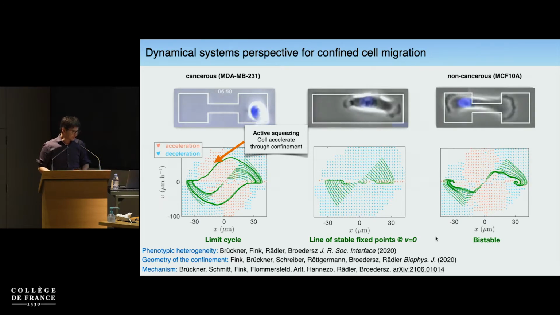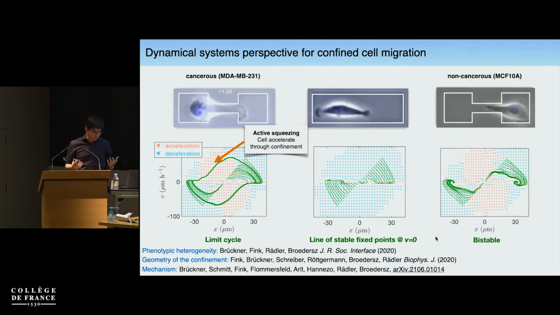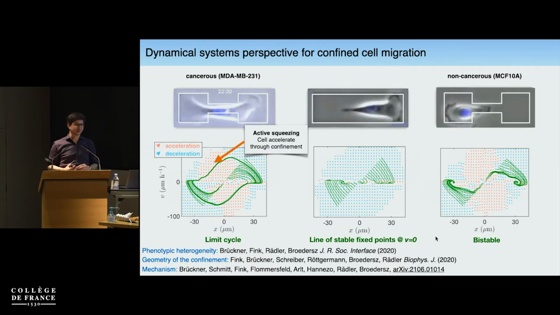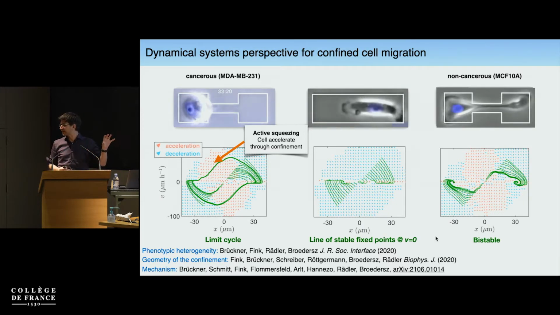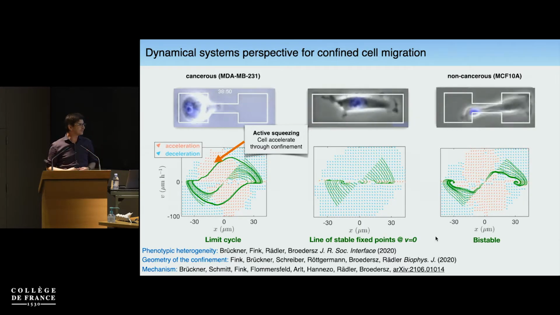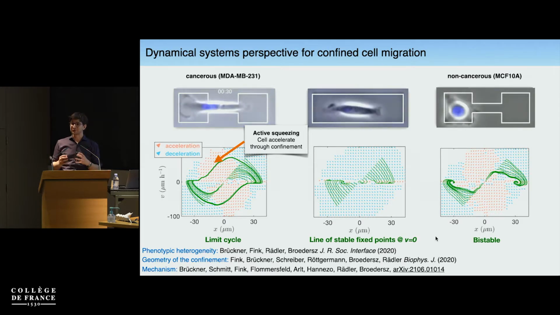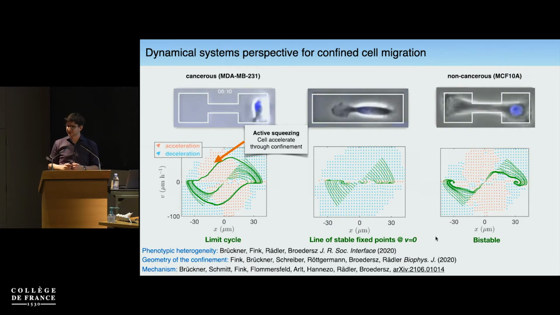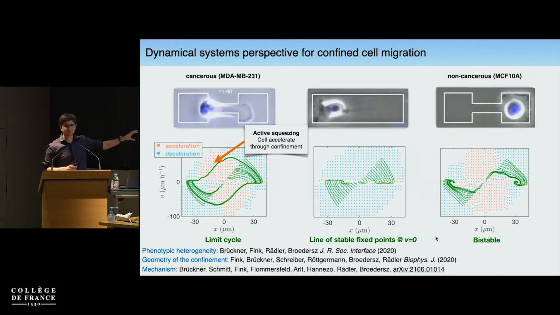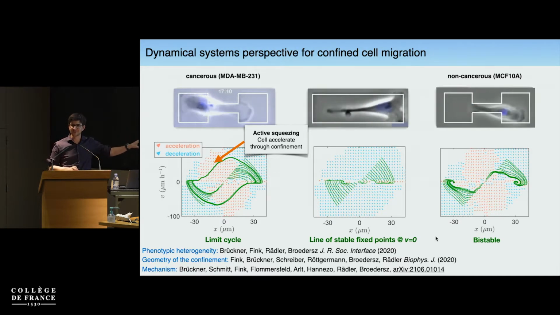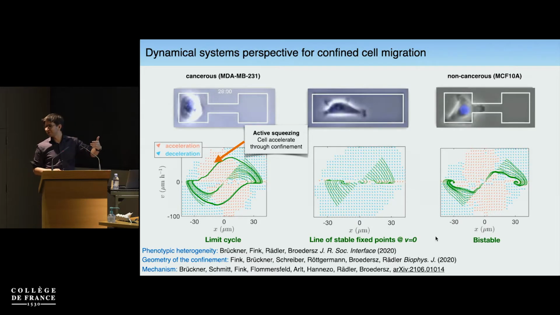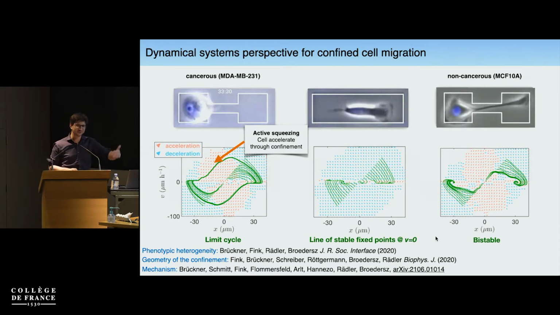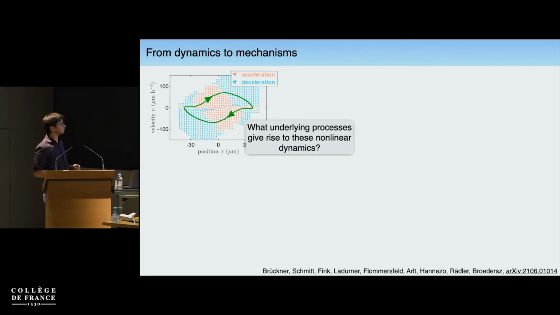Okay? So what can this approach do? It offers a dynamical systems formalism to characterize confined cell migration. We use it, for instance, to look at problems like phenotypic heterogeneity in a large population of cells, how the cells respond to different geometries of the confinement, and we use it to learn something about the underlying mechanism. And I want to spend a little bit of time to talk about how a data-driven theoretical approach can ultimately give you insight into the underlying mechanism.